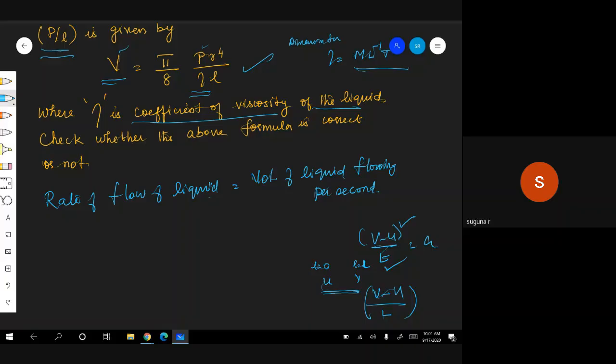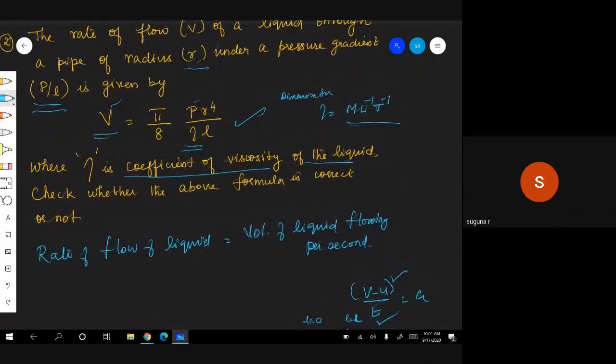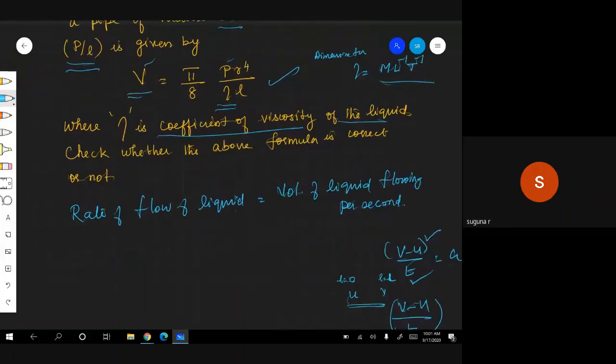Pressure gradient means what? Change in pressure with respect to the length of the pipe. L is the length of the pipe. Through the pipe only the liquid, water, is going. Therefore, change in pressure with respect to the length of the pipe through which the liquid is flowing is what is called pressure gradient. Are you following, children? Is it clear? Yes, ma'am. Now, shall we go for solving it?